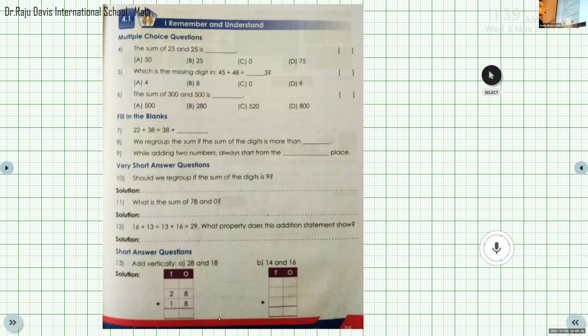So for getting the sum, what do we have to do? We have to add the numbers, right? 25 plus 25. Please do it by the side and check the answer. What is the answer? All of you please add 25 plus 25.